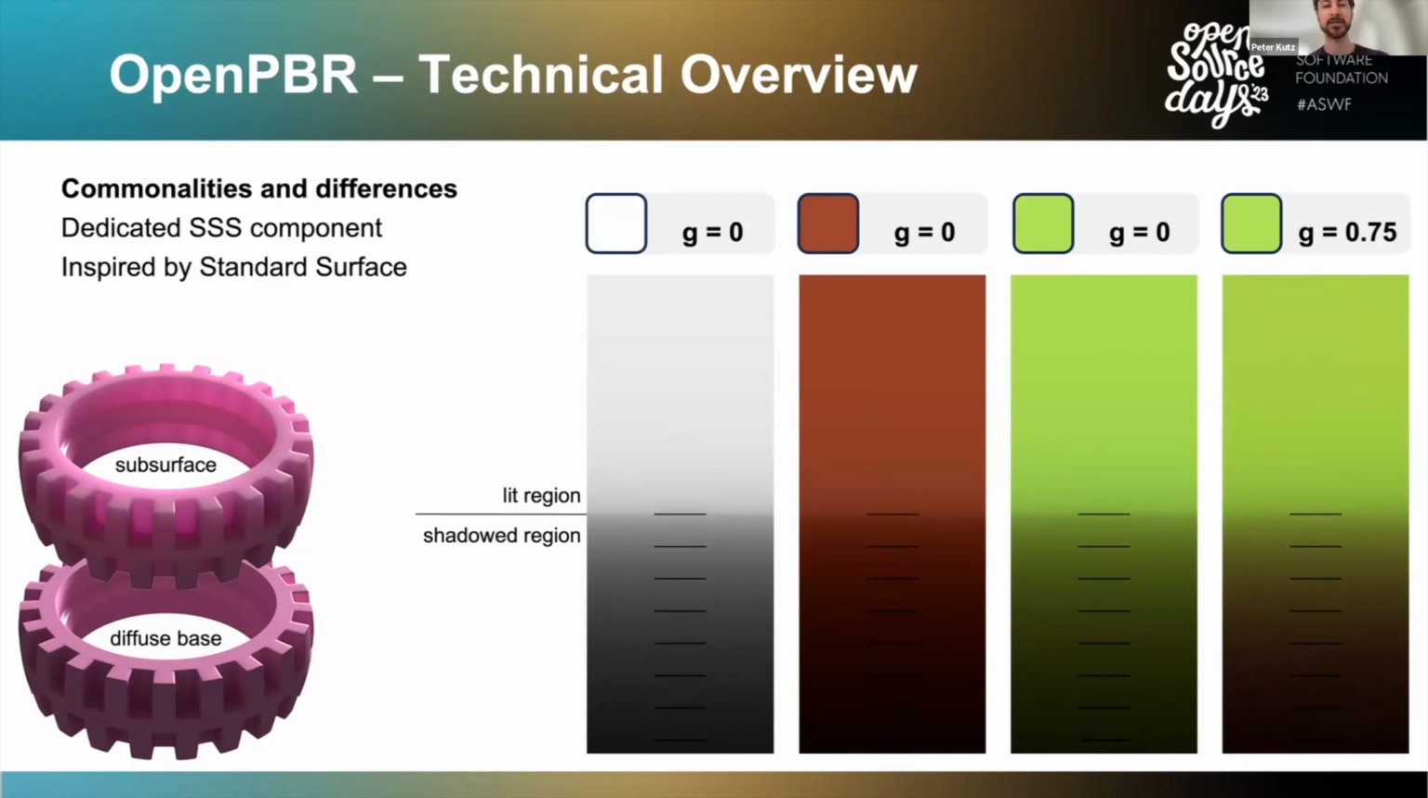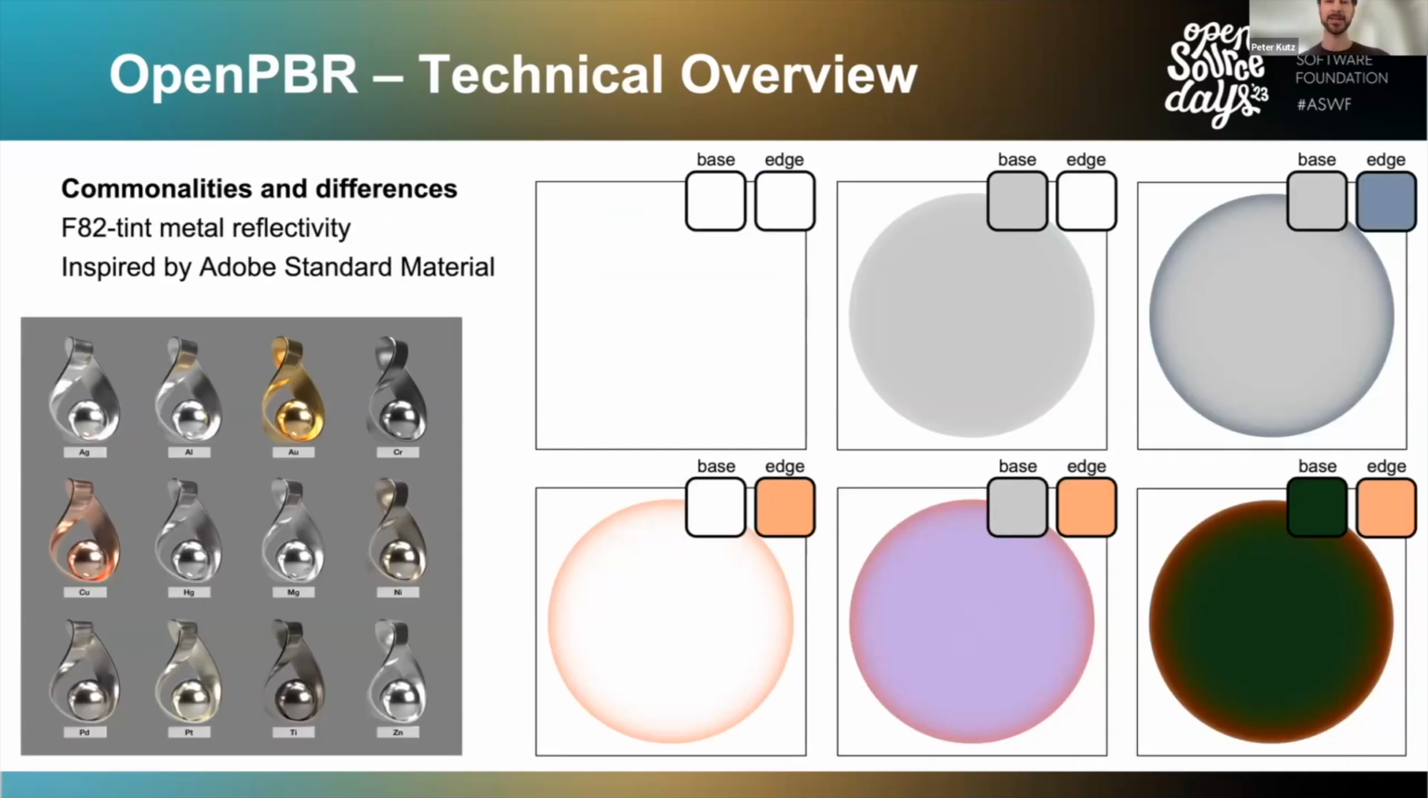The rightmost material has forward scattering. We have formulated anisotropy in such a way that it does not affect the overall color or scale of the subsurface effect, while still giving you the edge softening and directional effects that you would expect. Another example is metal reflectivity.